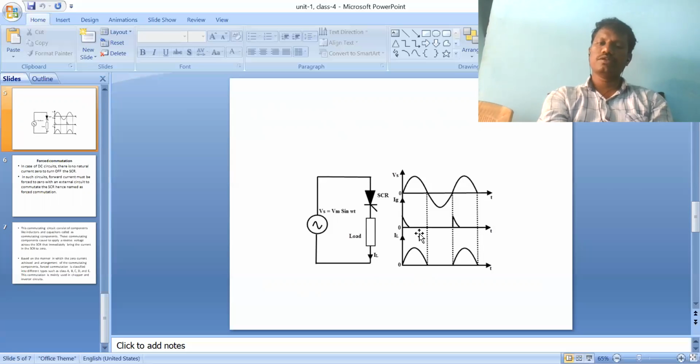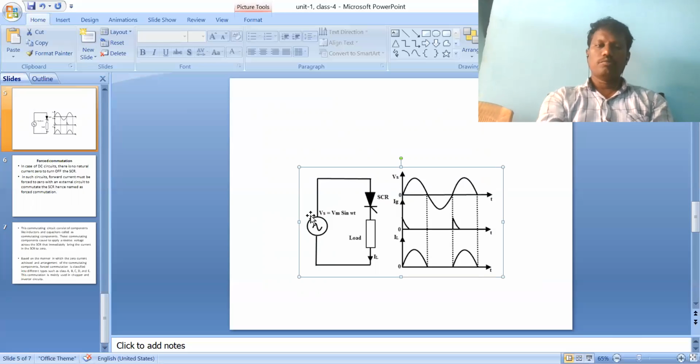At the end of every positive half cycle, the negative half cycle will start. So negative voltage is presented across the SCR, and automatically the SCR is in the off state. So there is no load current flow during every negative half cycle. So it is called natural commutation. There is no special requirement to turn off the SCR. The AC supply is given directly to the SCR, and automatically at the end of every negative half cycle, the SCR is in the off state. So it is called natural commutation.